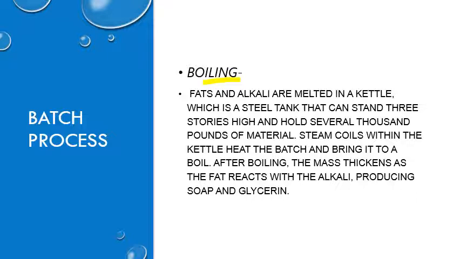The first is the boiling. The fats and alkalis are melted in a kettle, which is a steel tank you have seen just before, that can stand 3 stories high and hold several thousand pounds of the material. So it's a very large steel tank. The steam coils within the kettle heat the batch and bring it to a boil. After boiling, the mass thickens and the fat reacts with the alkali to produce soap and glycerine. The saponification takes place.